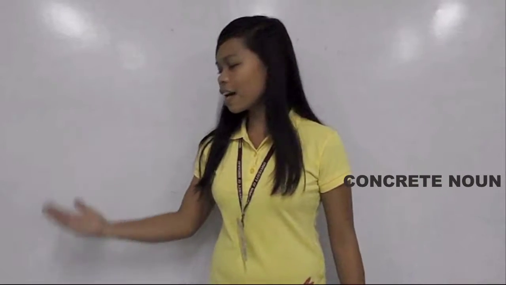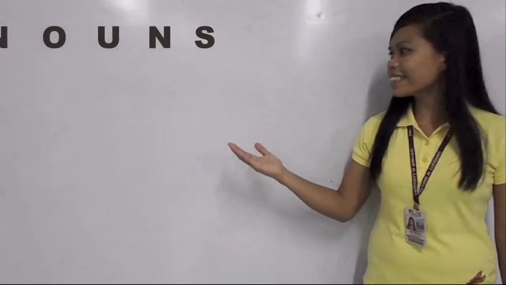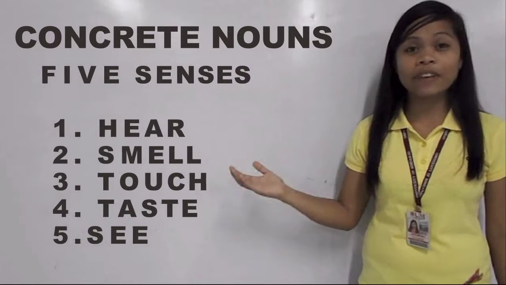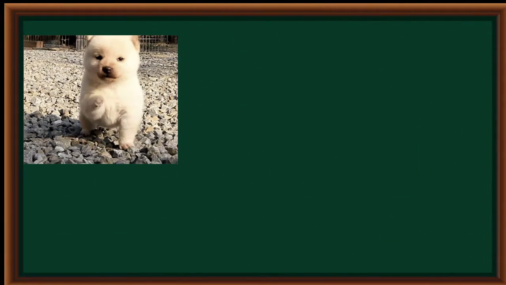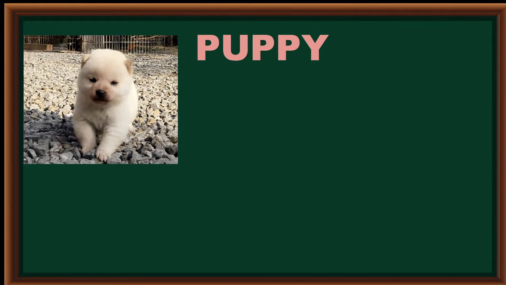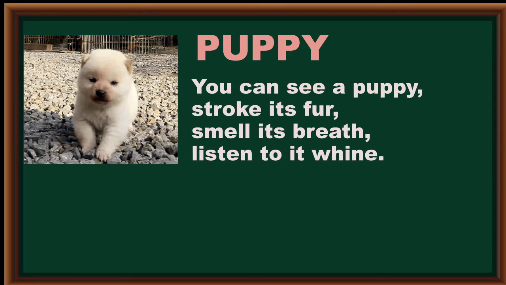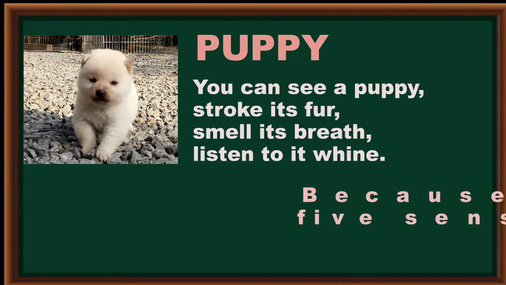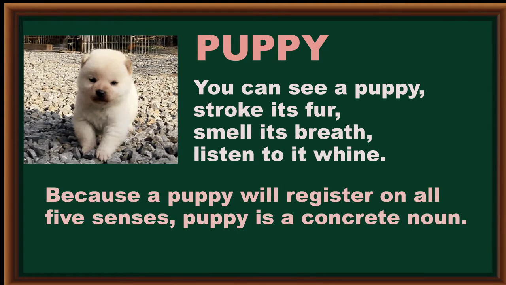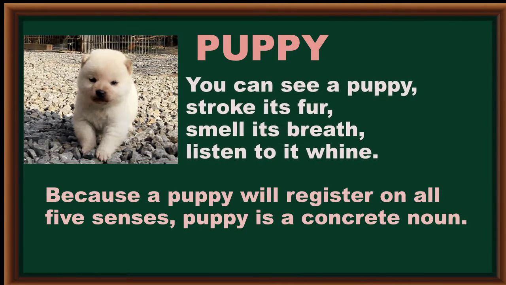Now, let's talk about the concrete nouns and abstract nouns. Concrete nouns are nouns that can be perceived by your 5 senses. For example, the word puppy. It is a concrete noun because you can see a puppy, stroke its fur, smell its breath, and listen to it whine. A puppy will register on all 5 senses.